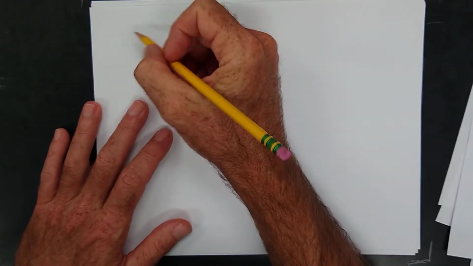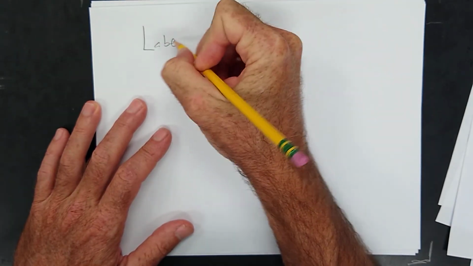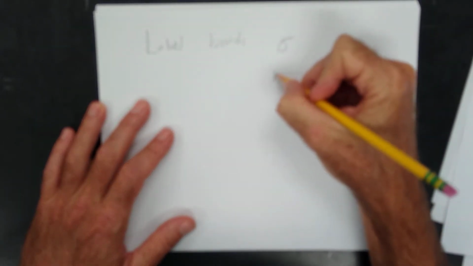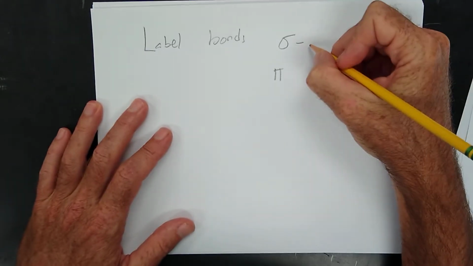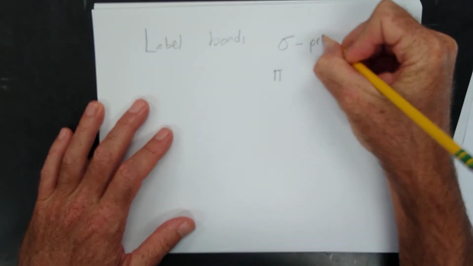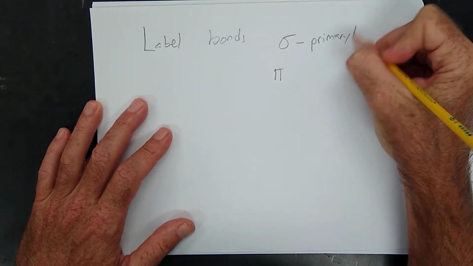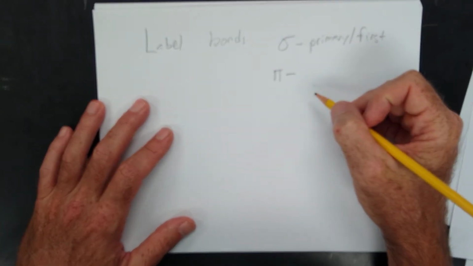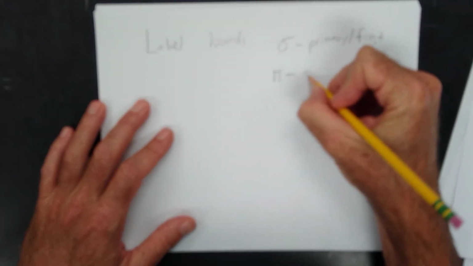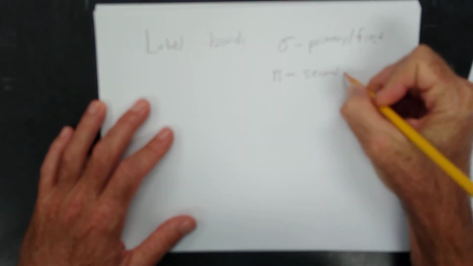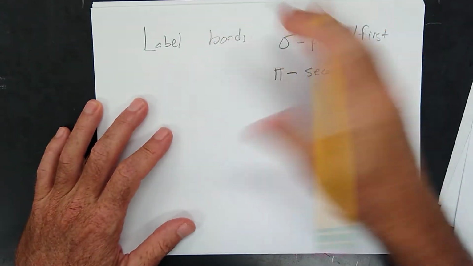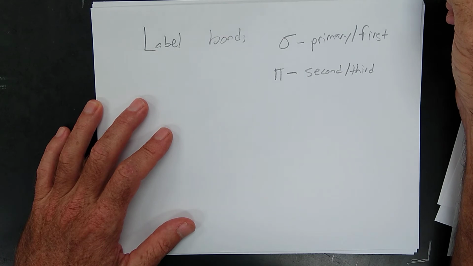The last thing I will tell you is we need to be able to label bonds as sigma and pi. Sigma is the first or the primary bond, and pi would be either the second or third bond drawn, okay? Now, I know that you're like, what does this mean? Well, I'm not going to explain it to you in this video, but I will tell you this.